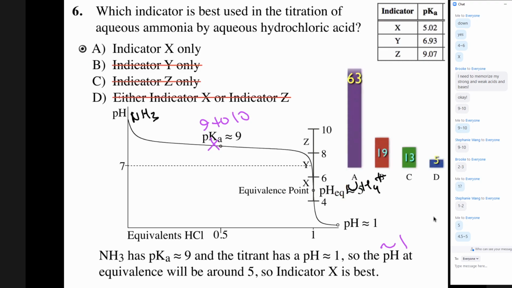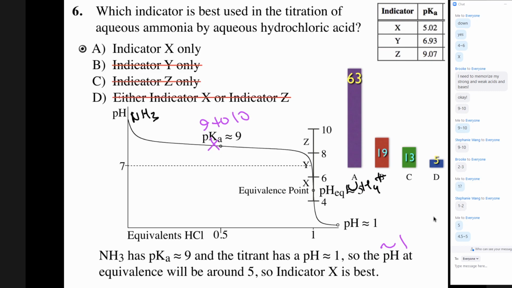So hopefully that seems okay. So estimating the pH at equivalence, again, do it by the pK and the titrant, average the two out, and you're in the ballpark. It's not perfect. This is not an exact number because this is a guesstimate number, but you're in the neighborhood. So best indicator, indicator X. Hopefully it seems okay.